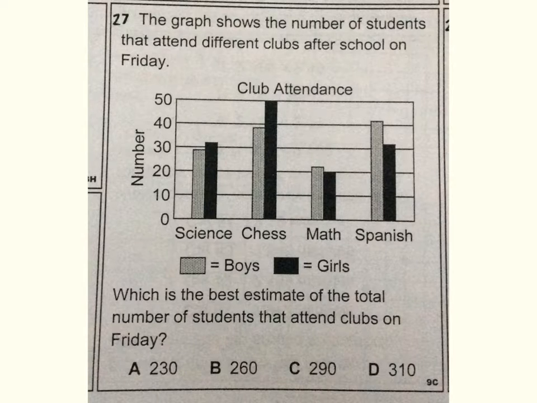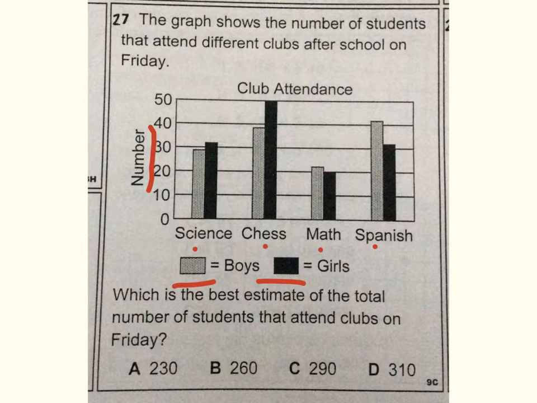Number 27. The graph shows the number of students that attend different clubs after school on Friday. Club attendance. We have the number of students and then the club: science, chess, math, Spanish. Remember that the gray is boys, the dark black color is girls. Which is the best estimate of the total number of students that attend clubs on Friday?